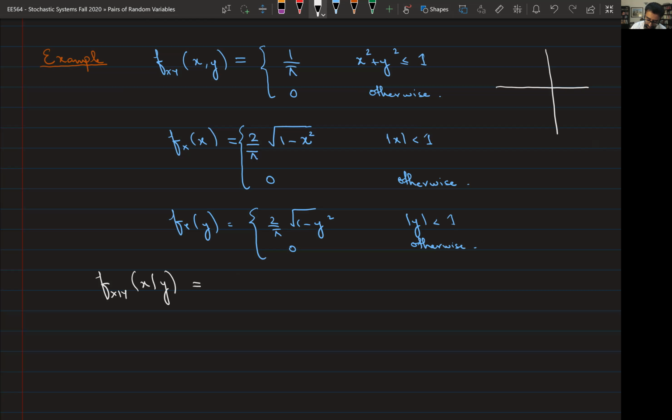So recall, the random variables X and Y are jointly distributed on this unit circle, where this is X, this is Y, this is +1, -1, +1, -1. The conditional PMF, conditional PDF. Who would help me here?